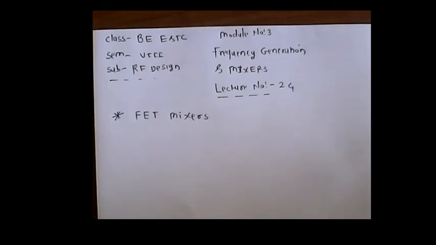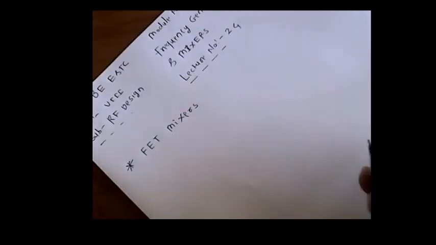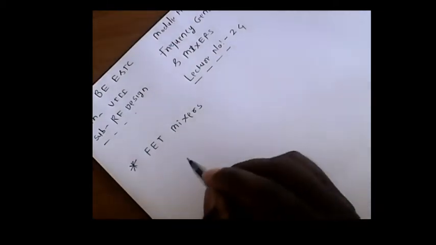So for the FET mixer, there are several FET parameters which offer the non-linearities that can be used for mixing. But the strongest is the transconductance when the FET is operating in common source configuration. So in the FET mixer we deal with the single-ended FET mixer.